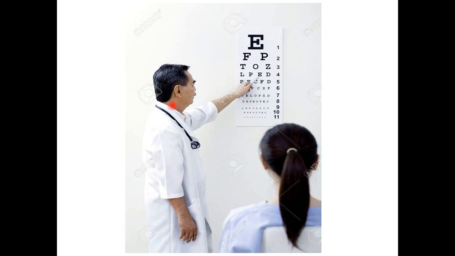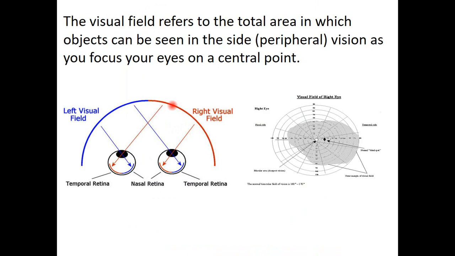For visual acuity, you have to examine each eye separately. You have to examine each eye separately when examining visual acuity. Then the third step in examination of the cranial nerve is examination of the visual field. Examination of the visual field refers to the total area. What is the meaning of visual field? The total area in which objects can be seen.